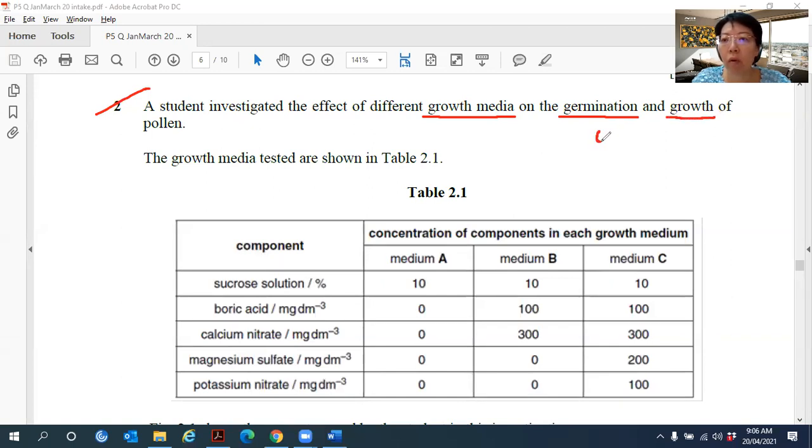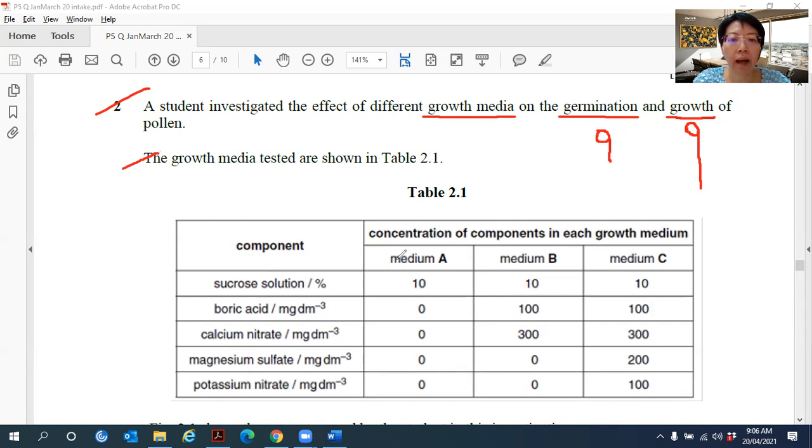Germination means when a pollen tube starts to form. So when it starts to form, it's called germination. Whereas growth means how fast this pollen tube grows. Okay, so there are 2 things to be examined here. So the growth media tested are shown in table 2.1.